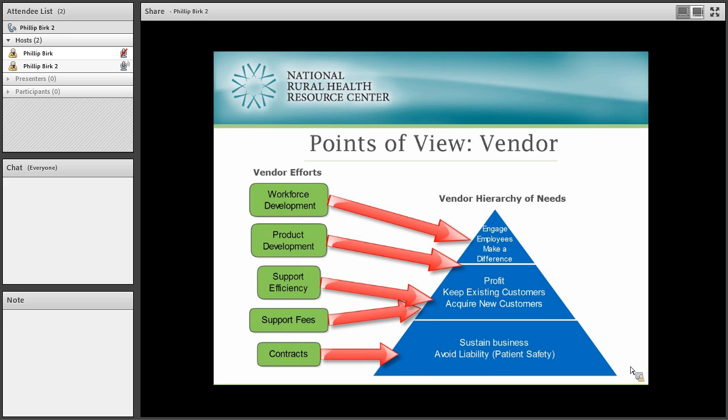They also put a lot of effort into product development to make sure that they keep those customers and acquire new customers. And then at the top, it's very expensive to hire new employees. They have a need to engage employees and make a difference in the communities. When you talk to vendors, and the higher up you get into the vendor's organization, you'll find that making a difference in healthcare as a whole is important to them, just like it is to you.